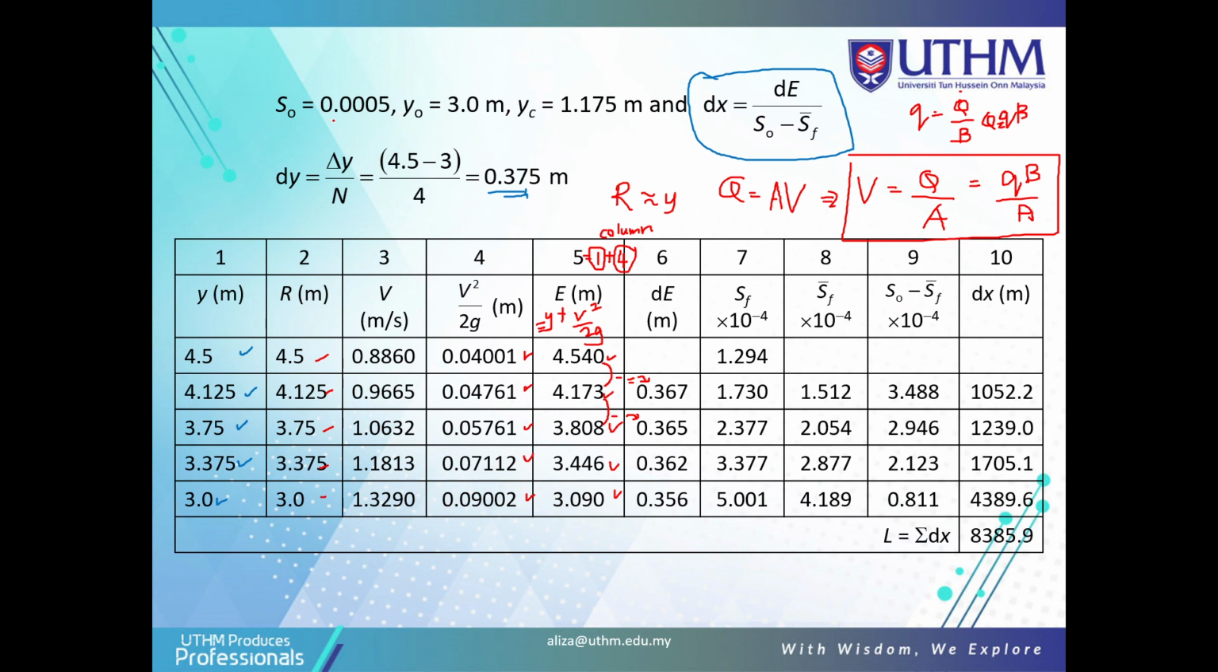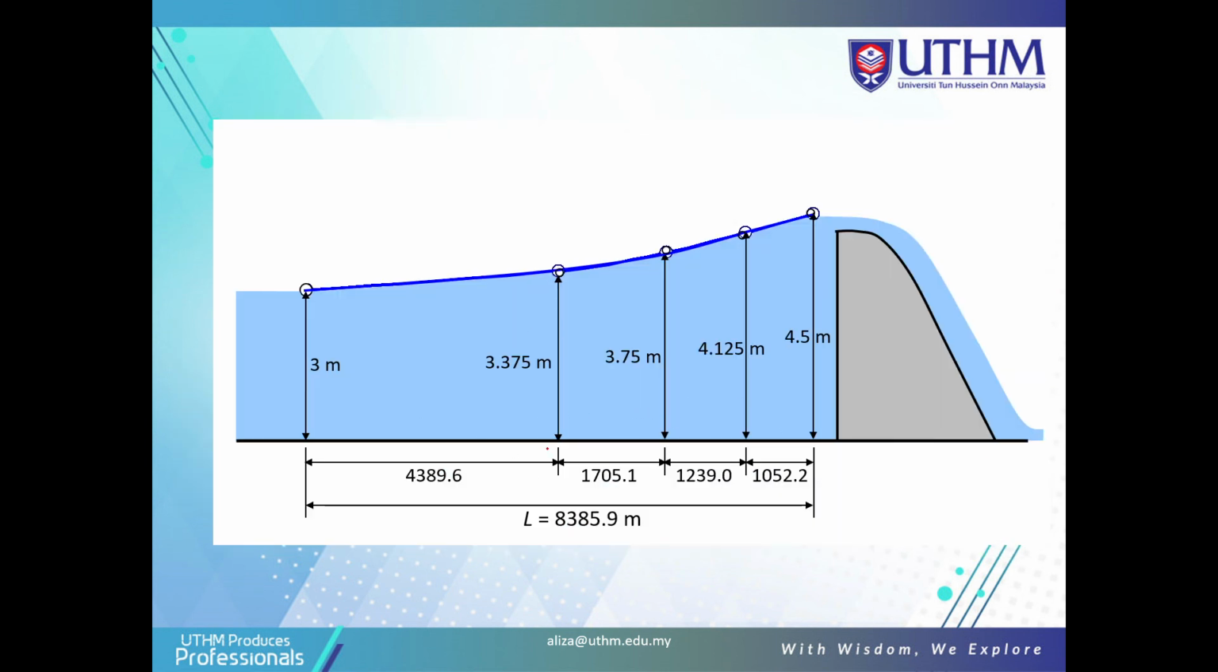And then S naught minus column 8 is column 9, and you get this value. And column 10 is dx. You get the DE divided by S naught minus SF to get the dx. So dx in column 10 is based on column 6 divided by column 9. You just add up this value, until you get this value, and you sketch the profile.